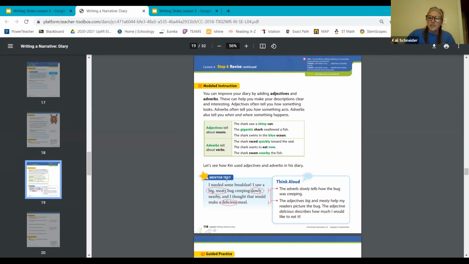So let's go ahead and see how Ken used the adjectives and adverbs in his diary. So right here, it says mentor text. I need some breakfast. I saw a big, meaty bug creeping slowly nearby, and I thought it would make a delicious meal. I'm going to read it without the adjectives and adverbs. I needed some breakfast. I saw a bug creeping nearby. I thought it would make a good meal.